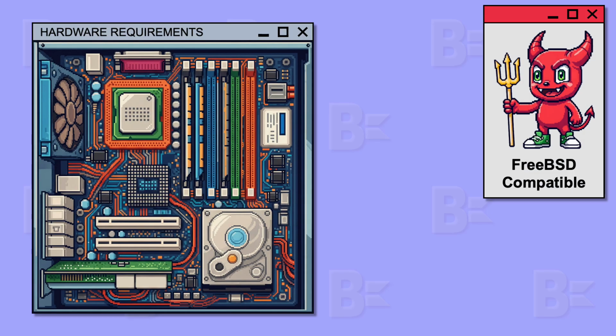Since OPNsense is a customized version of FreeBSD, all hardware must be FreeBSD compatible. If a driver isn't available, that component won't work. This is the primary reason we won't be dealing with Wi-Fi, as FreeBSD has limited support for wireless cards, especially modern ones.